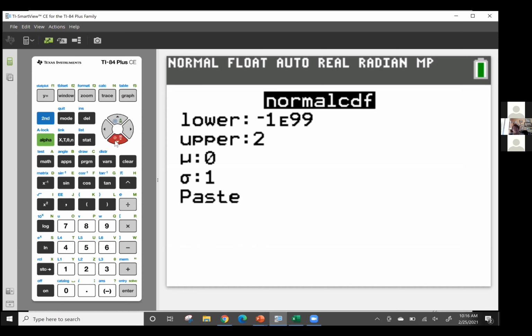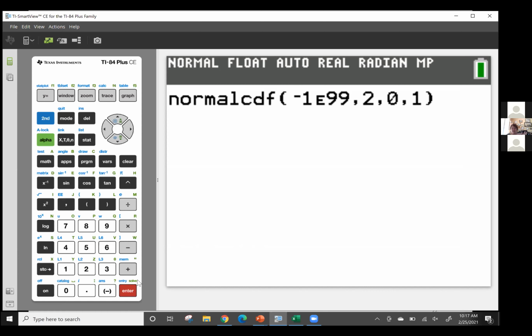So we're going to type in 2. Since this is a standard normal distribution, we're looking for z-scores. For the standard normal distribution, the mean is 0 and the standard deviation is 1. So we're going to leave those, and then we're going to hit paste. What we see back on our home screen is a normal cumulative probability distribution. The lower limit is negative 1 times 10 to the 99, comma, the upper limit. The first number is the lower limit. The second number is the upper limit.